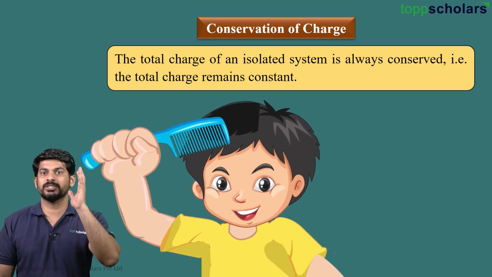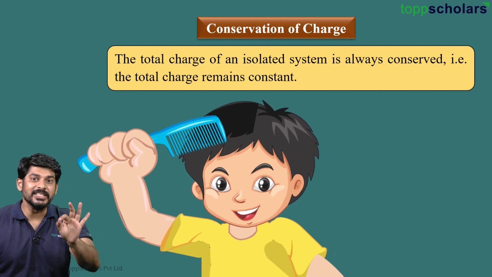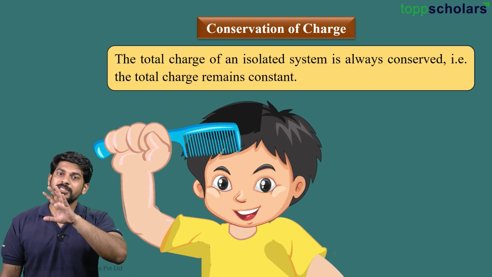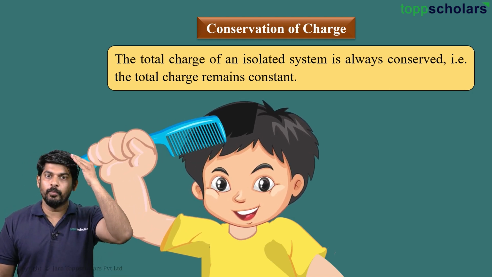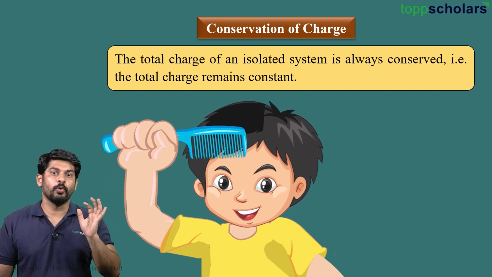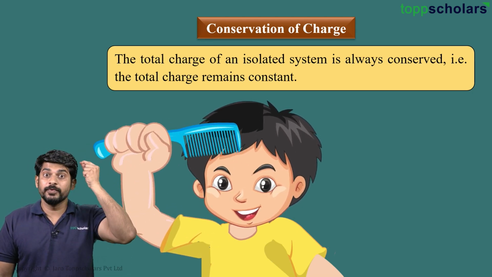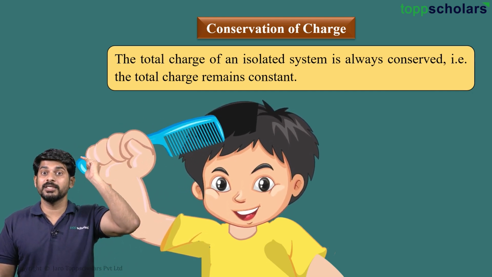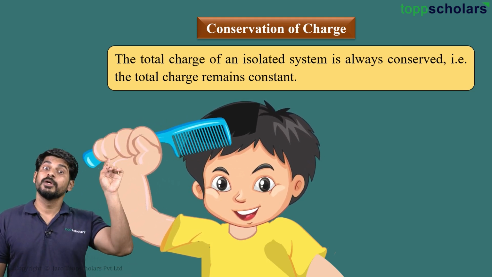According to this conservation of charge, the total charge of an isolated system is always conserved. That is, the total charge remains constant. For example, when we rub the comb on our hair, the hair transfers some charge to the comb. But when the hair transfers some charge to the comb, the same amount of positive charge is developed on the hair also, and the same amount of negative charge is developed on the comb.